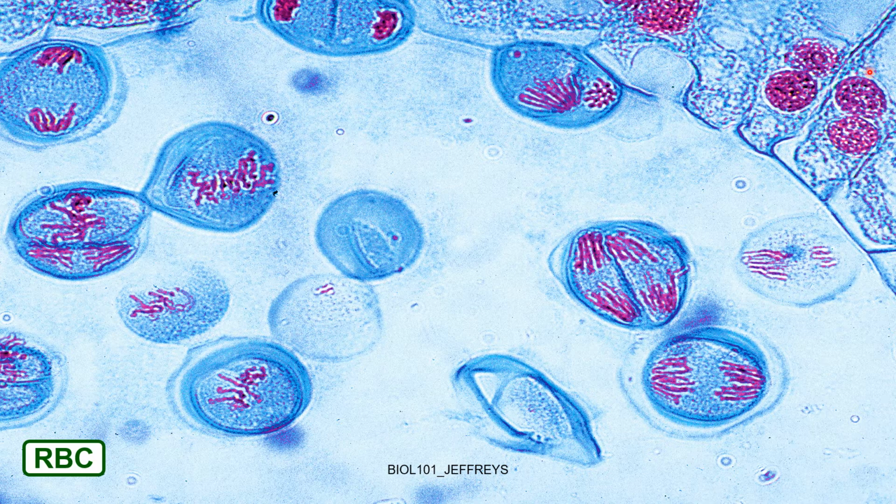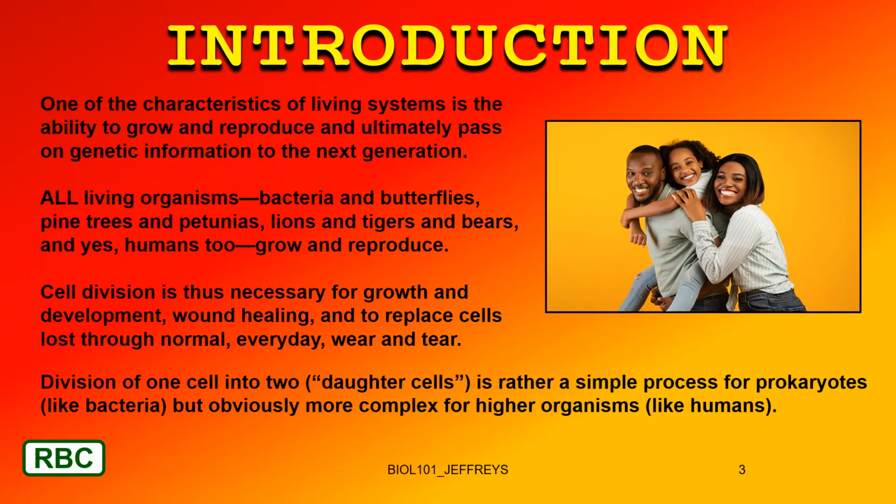And then you see some cells over here that have recently divided. See how small the nuclei are and how close they are together, so you can tell that those have recently divided. So we'll look at all these stages in this chapter. One of the characteristics of living things is the ability to grow and reproduce and pass on genetic information to the next generation. And that is what this chapter is all about.